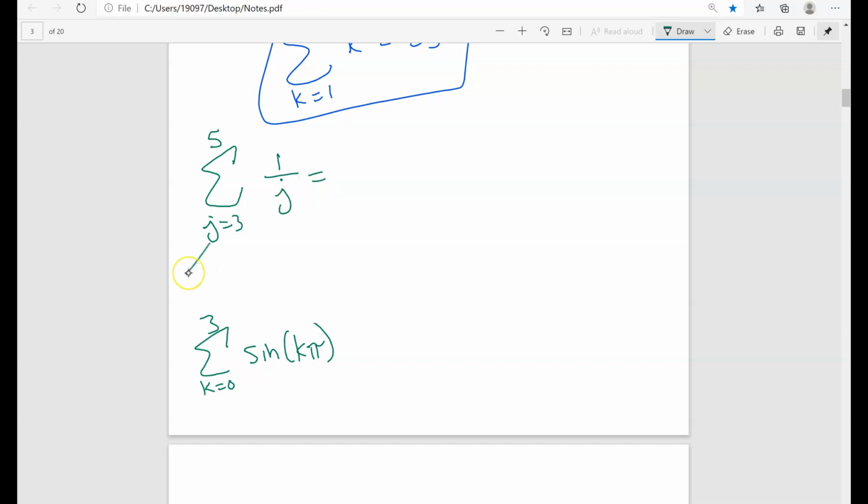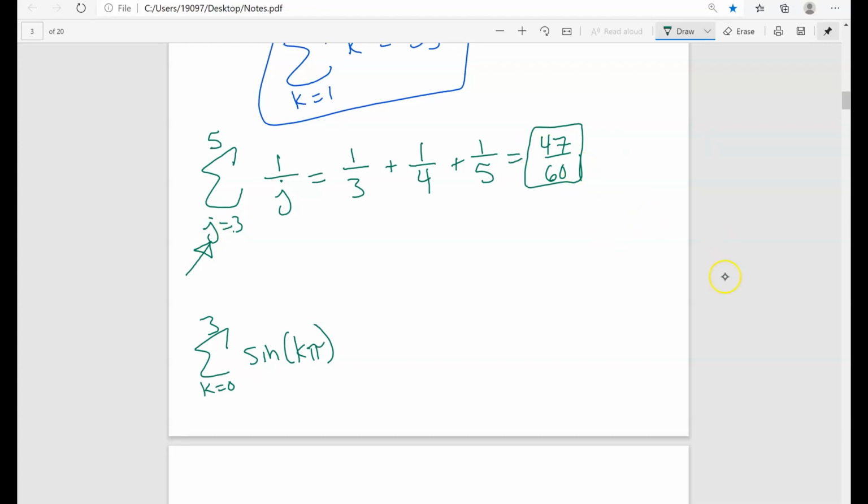Here my starting point is 3 now, so I'm going to plug in 3 first. Then I'm going to add because I'm not there yet. Now I go to the next integer, which is 4, 1/4. Not done yet. I'm going to go to 5. So I'm going to take 1/3 plus 1/4 plus 1/5, and that's going to give me 47 over 60. So the summation is equal to 47 over 60.